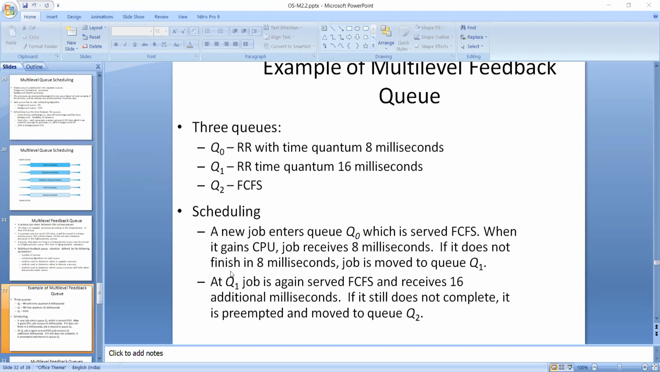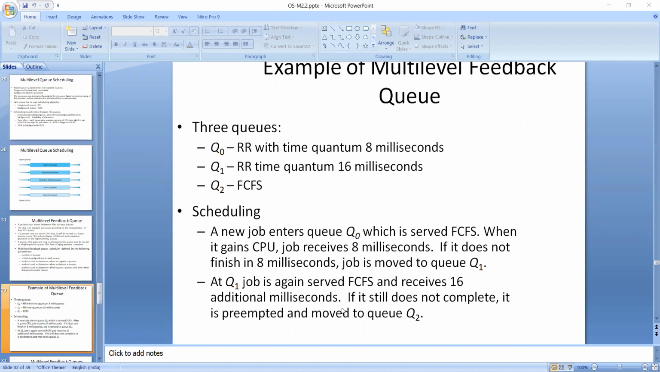At Q1 the job is again served with first come first serve scheduling, and it receives 16 additional milliseconds once the CPU is allocated to the job which entered Q1. That job will receive 16 milliseconds of CPU time. The CPU will execute that task for 16 milliseconds.